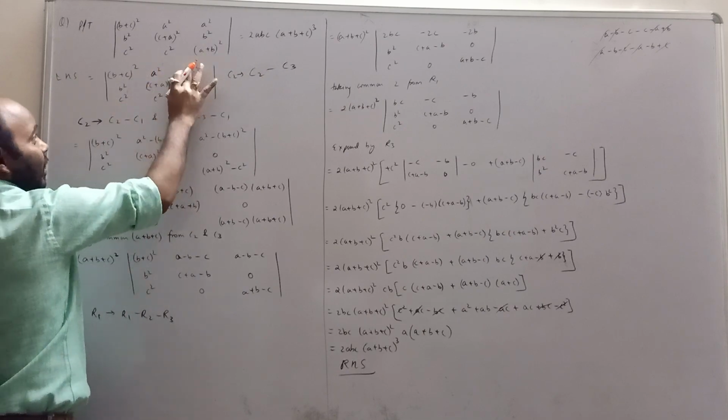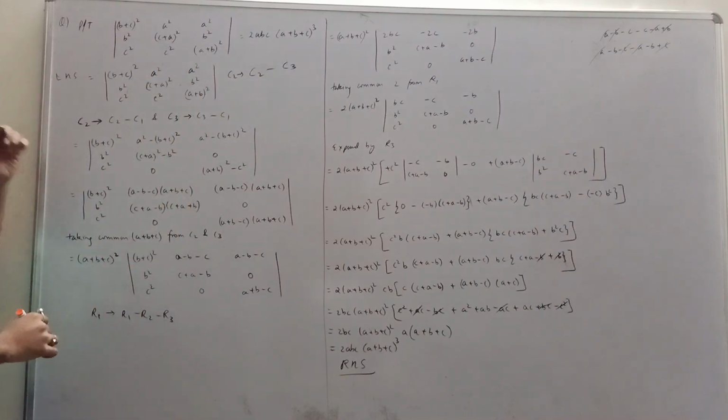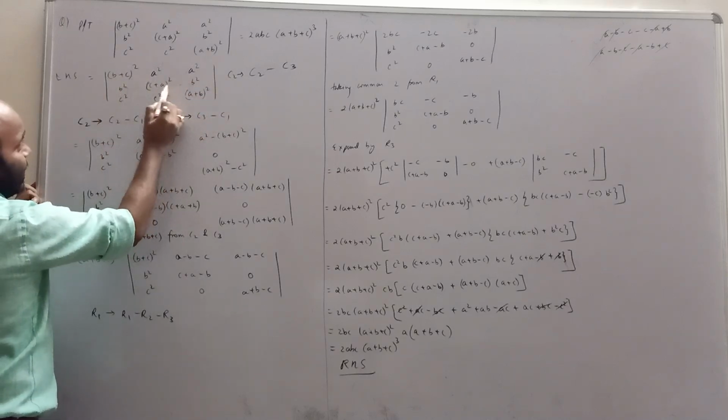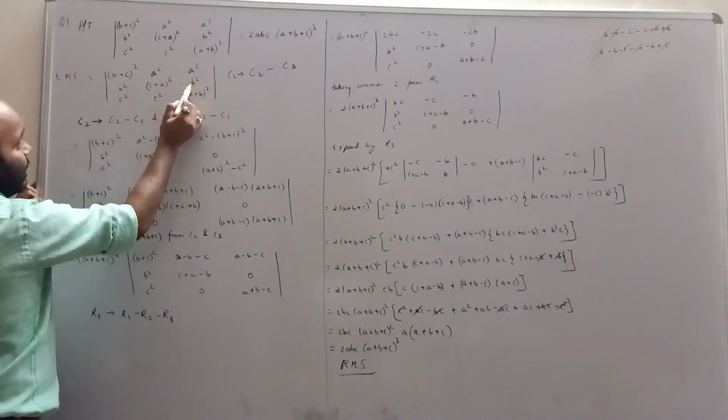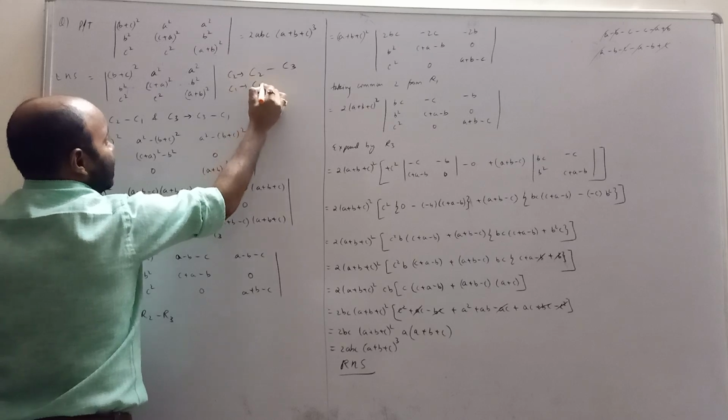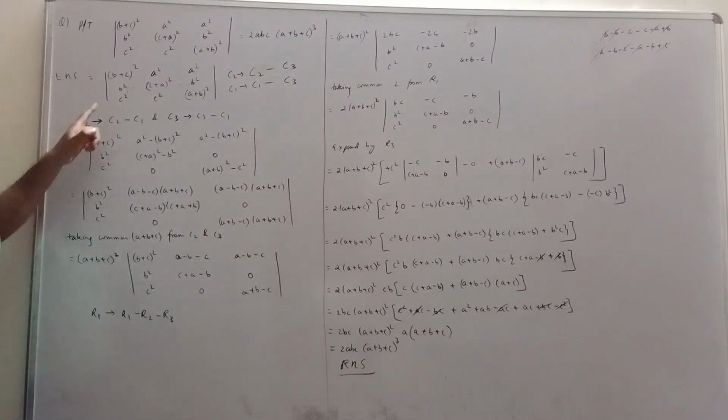Understand? Similarly, next thing, see here. B square. Right next to this is b square. See, I can see b square. Understood class? What I'm saying? So what I'm doing is C1 changes to C1 minus C3. B square minus b square, you will get 0 here. You understand what I'm saying class?